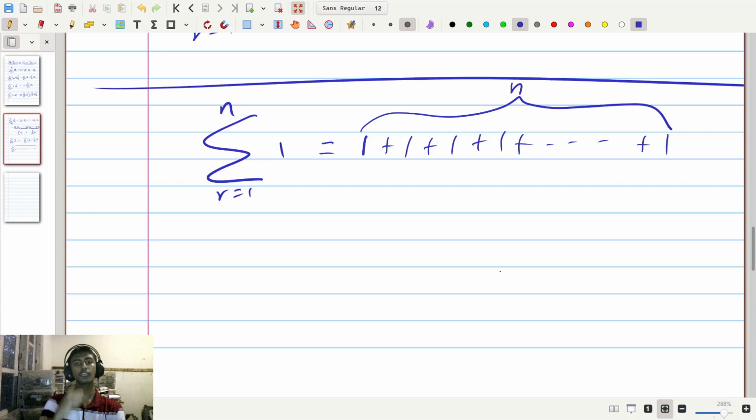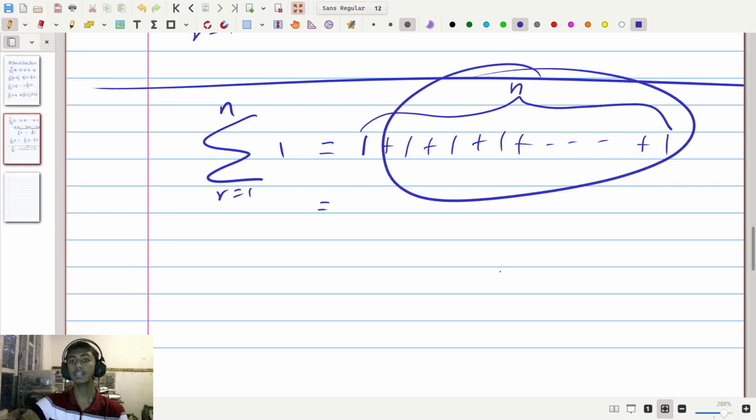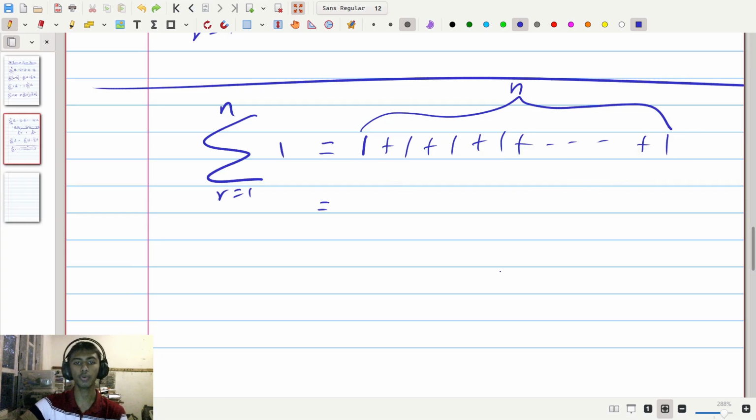Just take your fingers, start counting 1, 2, 3, 4 and so on. You will see that if you count from r equals 1 up to r equals n, you will count n different numbers. So therefore, our sum here is 1 added to itself n number of times. Repeated addition is multiplication, so this sum here is just n times 1, which is going to be n. So the sum from r equals 1 up to n of 1 is simply n.